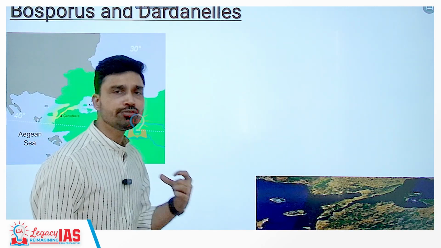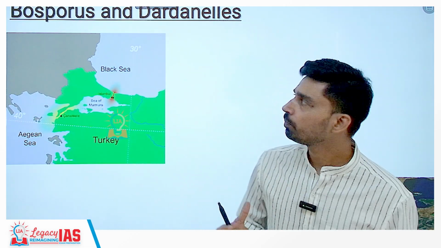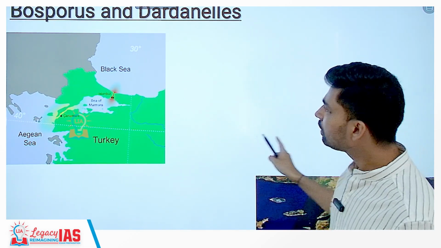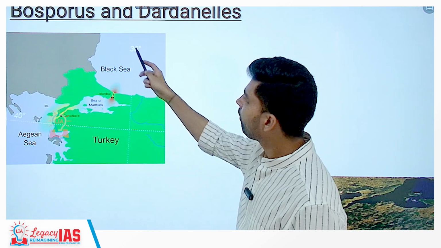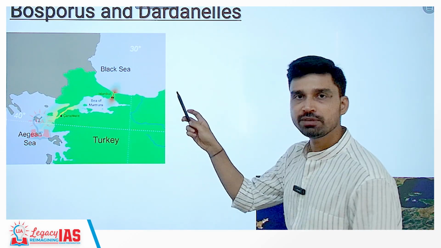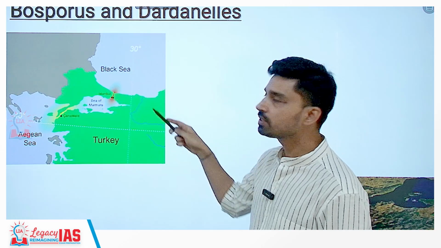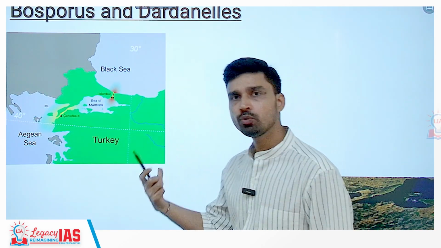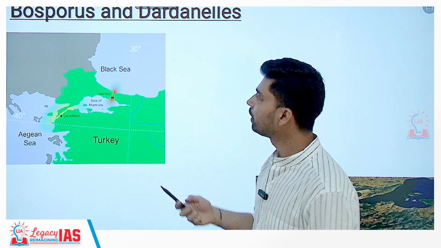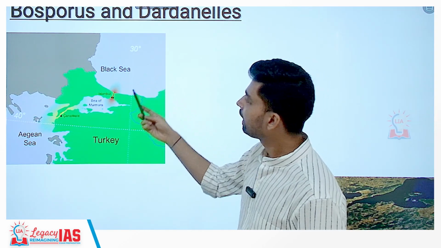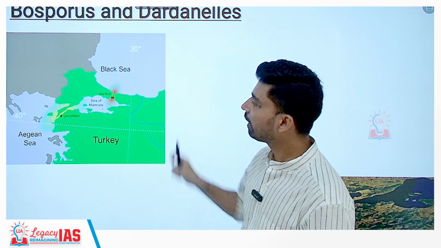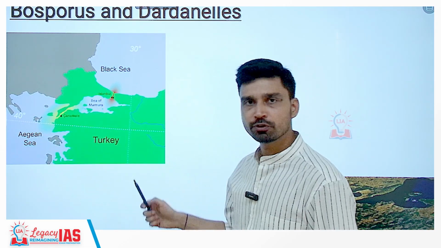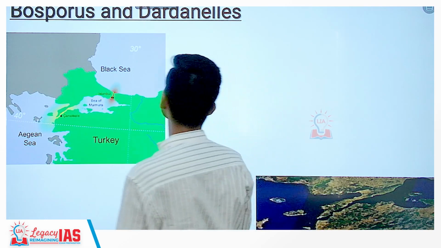Then another important strait we have in Europe is the Bosphorus Strait and the Dardanelles Strait. If you look at the location, first of all we have the Black Sea, as you can see from here, and this green region is a country that was earlier called Turkey, and the new name of the same country is Turkey. Between the Black Sea and the Sea of Marmara is where you have the first strait, and further between the Sea of Marmara and the Aegean Sea, which is part of the Mediterranean Sea, you have the second strait.